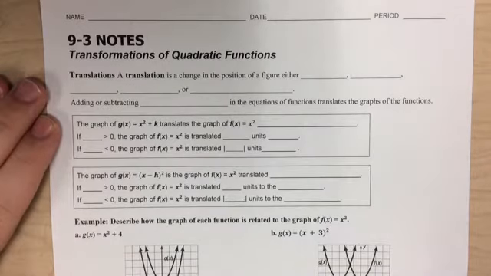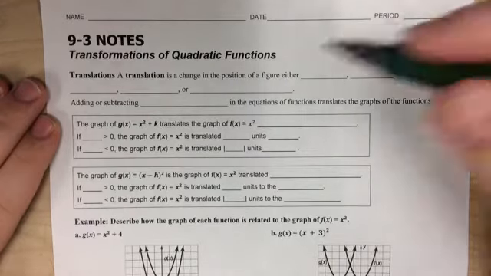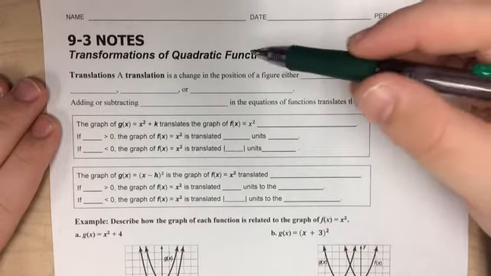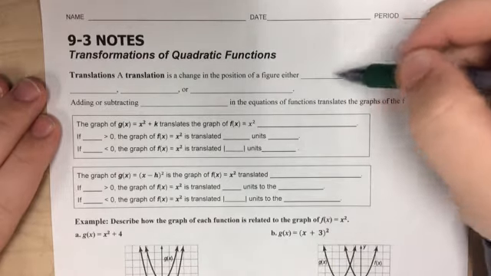Hello class, today we're going to be talking about 9-3 transformations of quadratic functions. Basically what we're going to be looking at is how the equation changes the way our parabola looks, or we can look at a parabola and determine what the equation is going to be. And so with these translations, follow along with me and fill in the blanks.